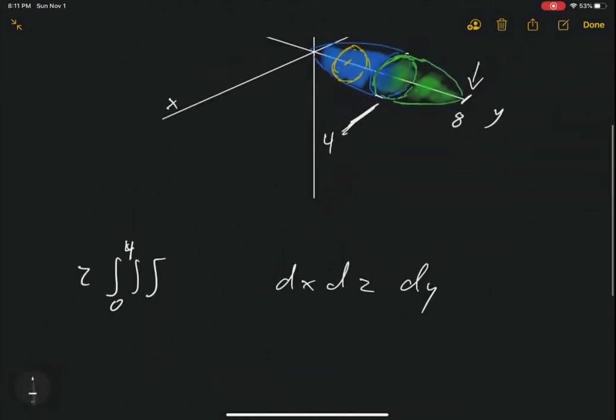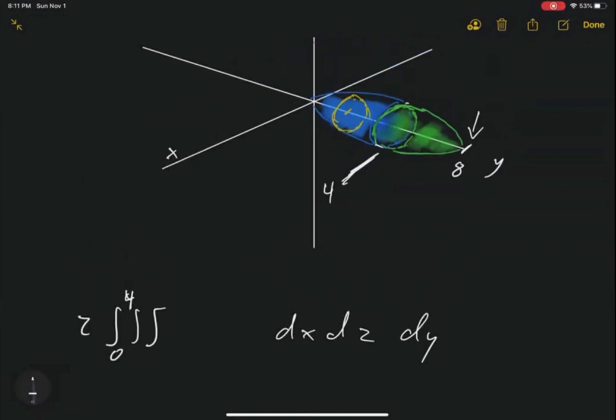Okay. So I've got my constants, 0 to 4. And then I'm just integrating this blue region. So I can forget about this green stuff for now.